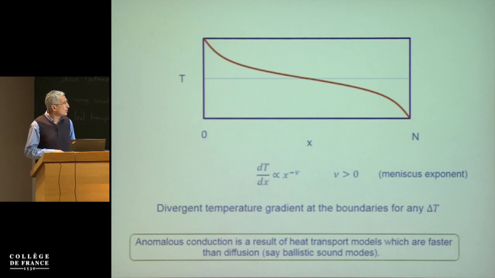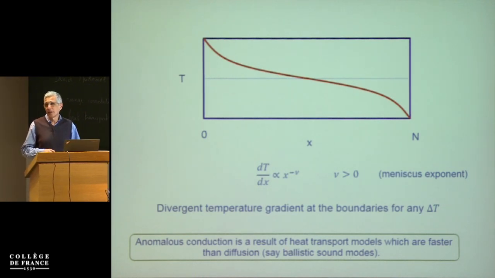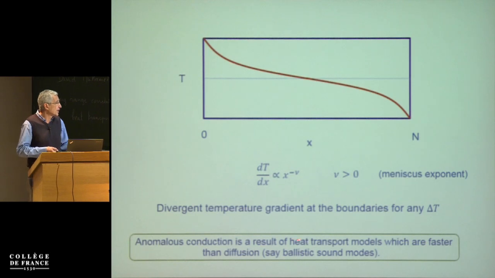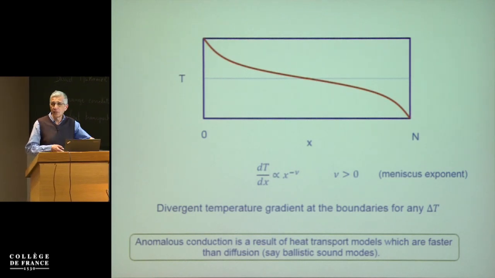Now this anomalous conduction is a result of modes of transport which are more than diffusive, which are superdiffusive. And usually, for example, they can be related to ballistic sound modes, which exist in these systems. And they have to do with conserved quantities that decay slowly and can propagate in a fast way. So that's the main reason why you have such anomalous heat conduction.